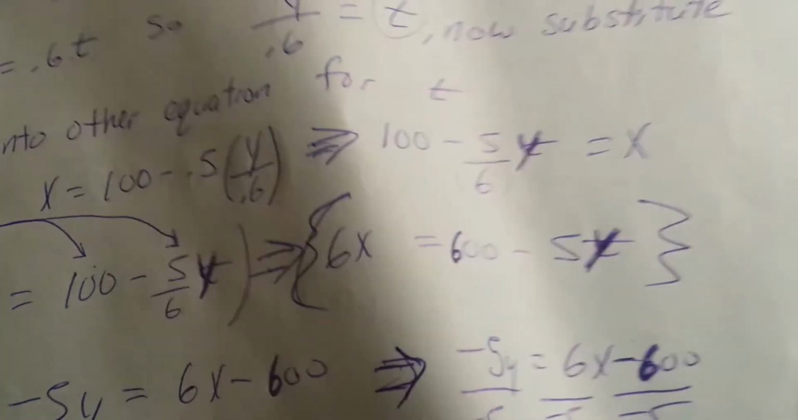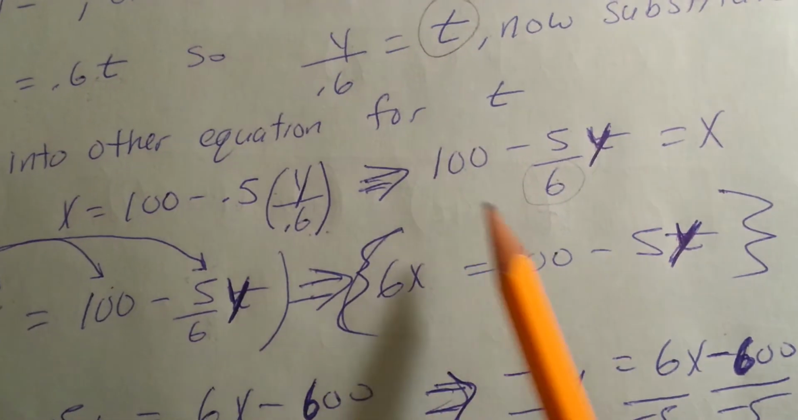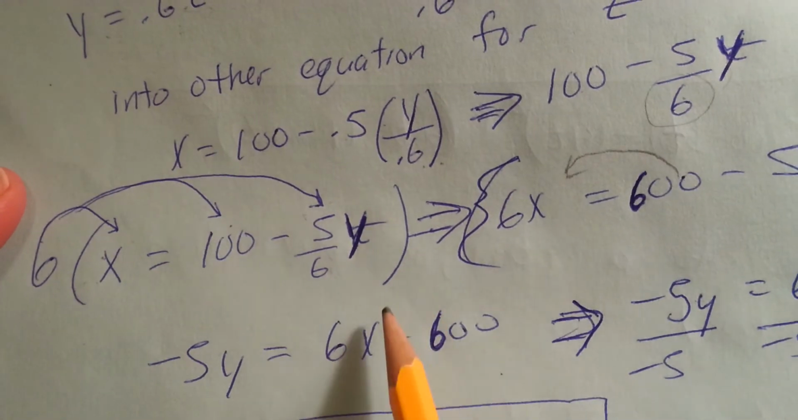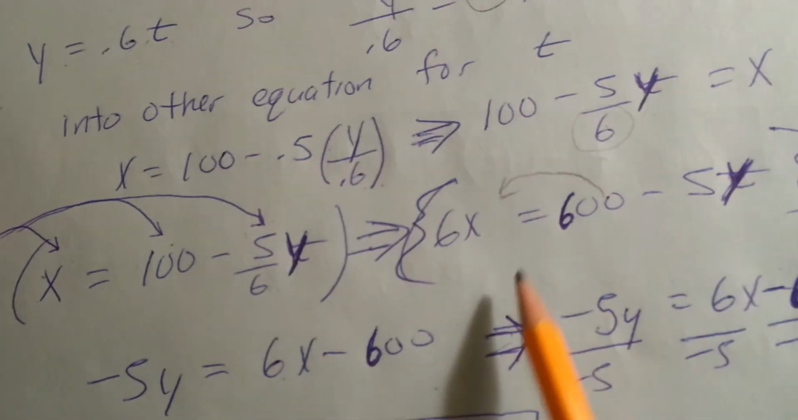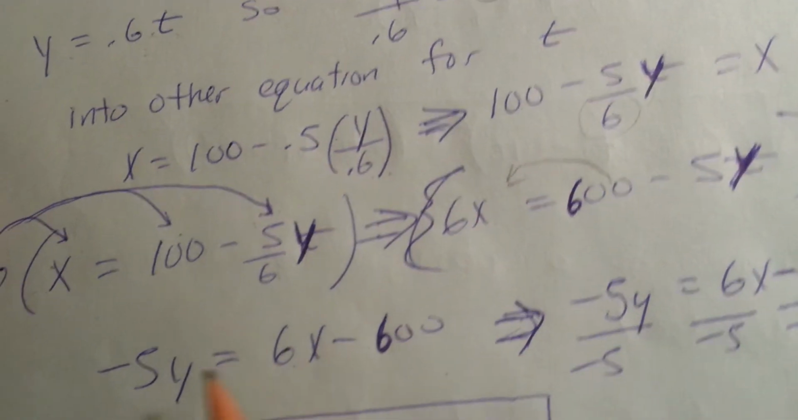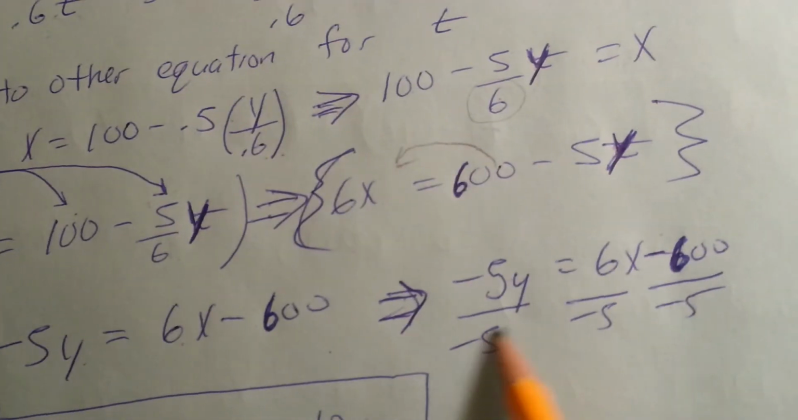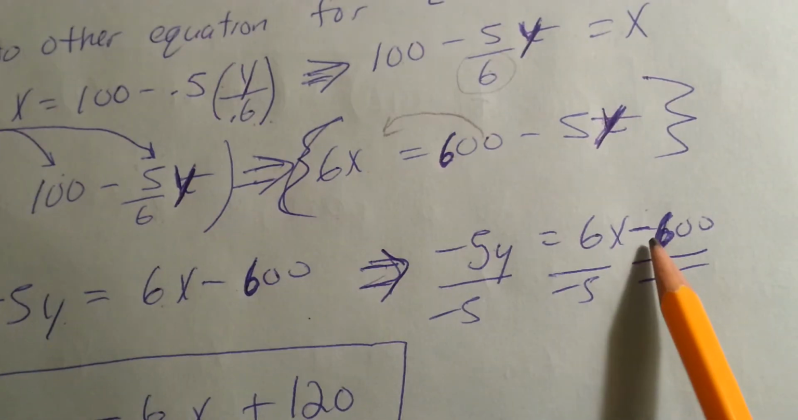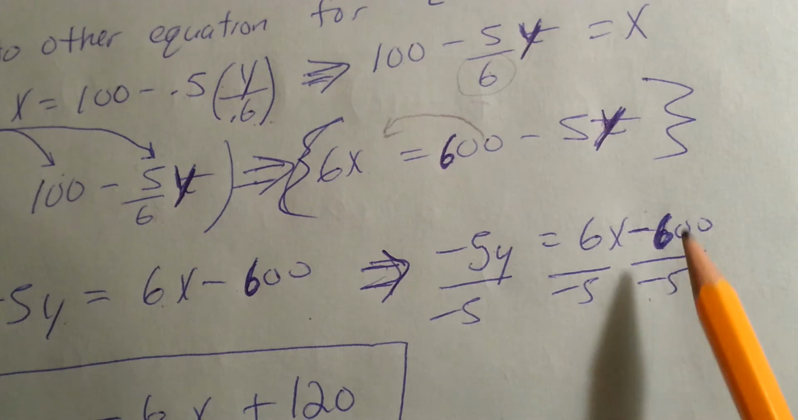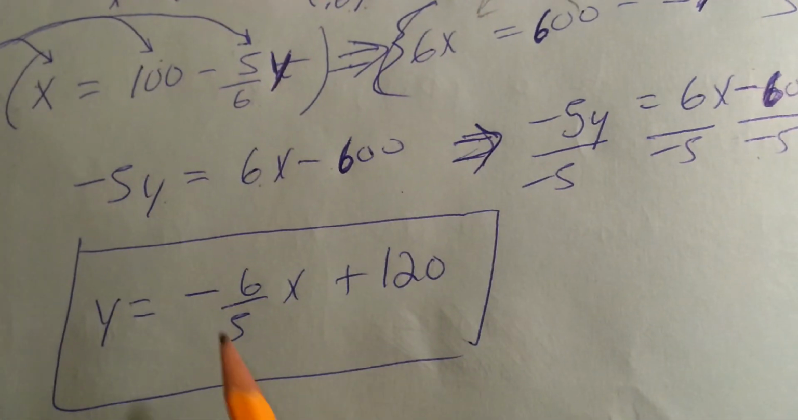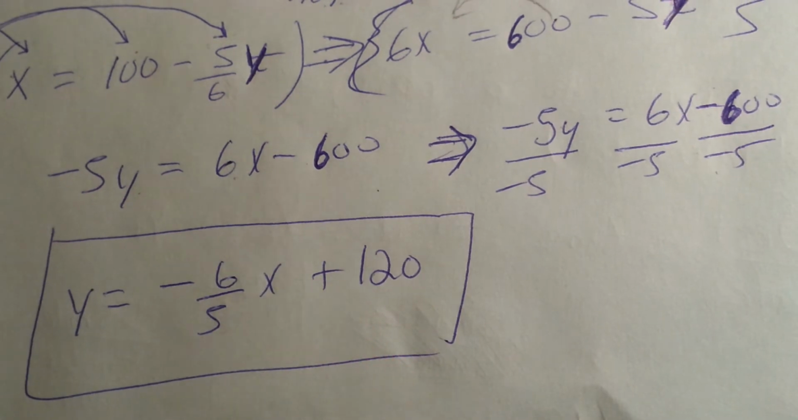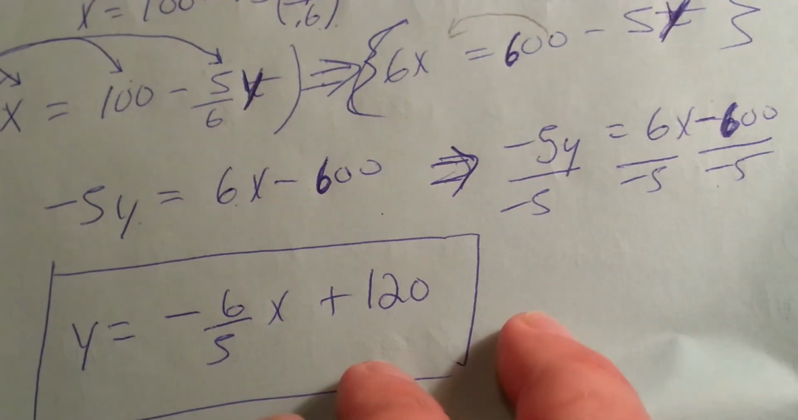Okay? And now all I have to do is move this over here with the x. So I've got 6x minus 600, all together on the same side, and I've got minus 5y, and then I divide everything by minus 5, and I get y equals negative 6/5 x plus 120. Negative over negative is a positive, 600 over 5 is 120, okay? So now I've got a linear equation. We can graph that if you want to put it in the calculator, okay? All right.